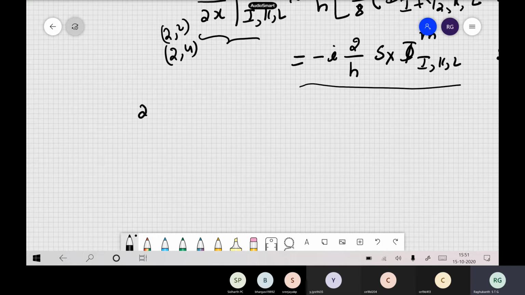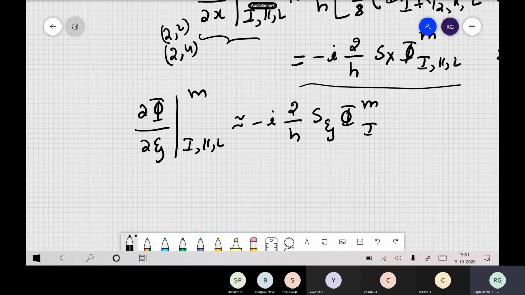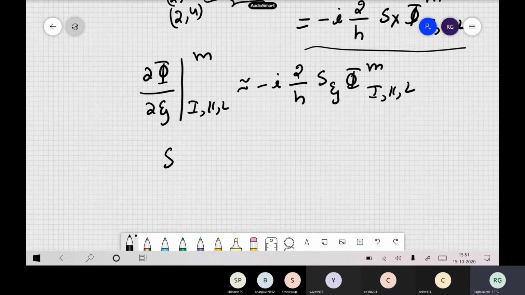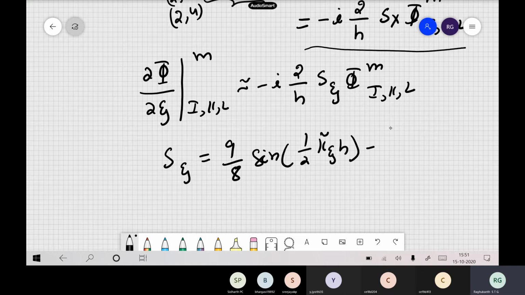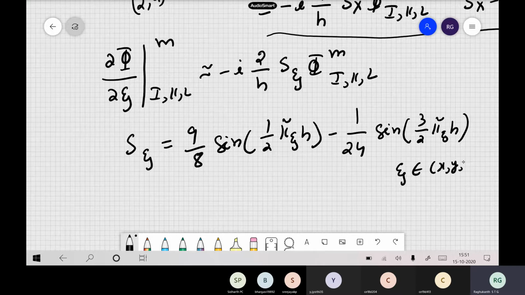So we write ∂φ/∂ψ, say, as minus i, so 2/h, some s of ψ, times φ at (m, i, k, l), where s of ψ is 9/8 sin(½ k ψ h) minus 1/24 sin(3/2 ψ h), where our ψ is nothing but x, y, z. So this is how we write the derivative, all these terms actually.